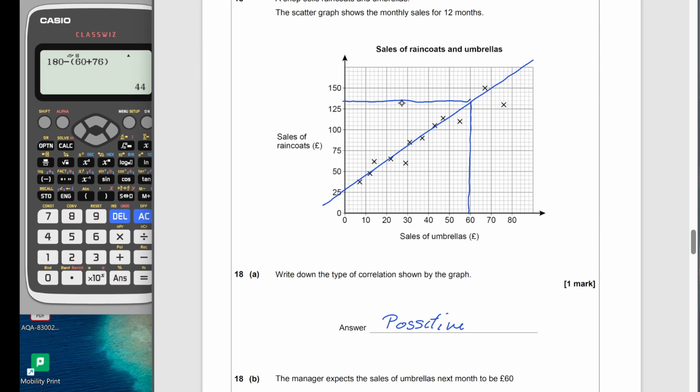That's a bit of a wonky line. Let me try and clear that up a little bit. There we go, slightly better. So I'm looking roughly halfway between, so I'm going to go, well, they're going up in fives, aren't they? Yeah, so I'm going to say 135.